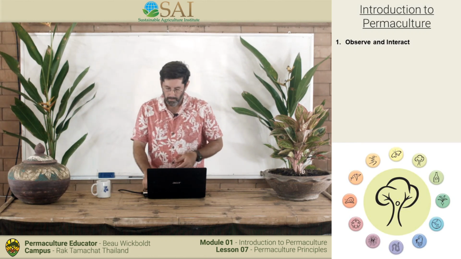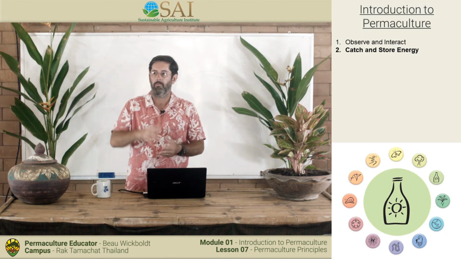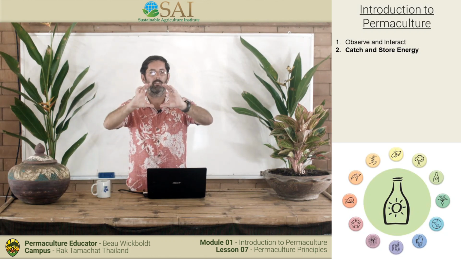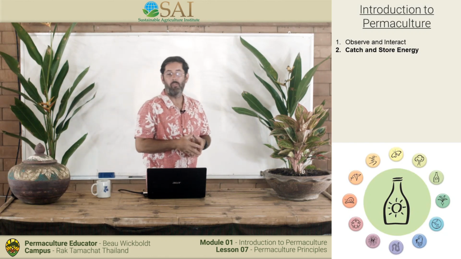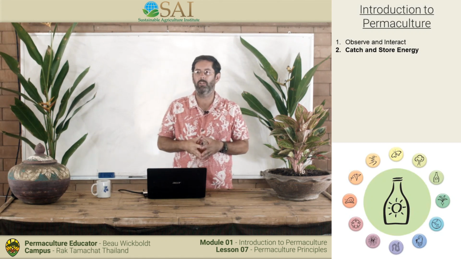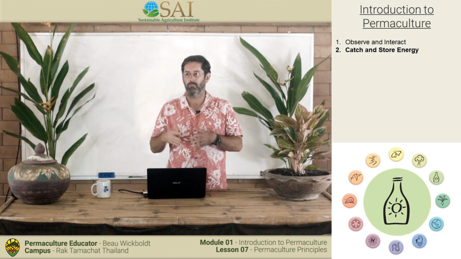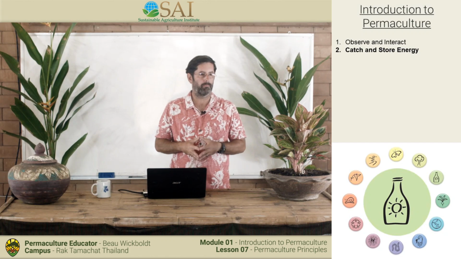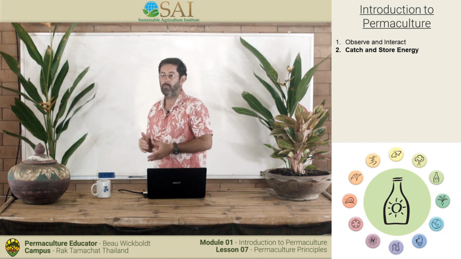The next, catch and store energy, and we have a bottle. And on the label, he has a picture of the sun on a bottle. How can you get the sun to go into a bottle? How could you catch and store the sun's energy in a bottle? Well, we could use a battery, so we could capture solar energy and store it in a battery. What would be a more naturalized way of storing solar energy into, say, a bottle? What if I told you that that was a wine bottle? What if I told you it was a beer bottle?